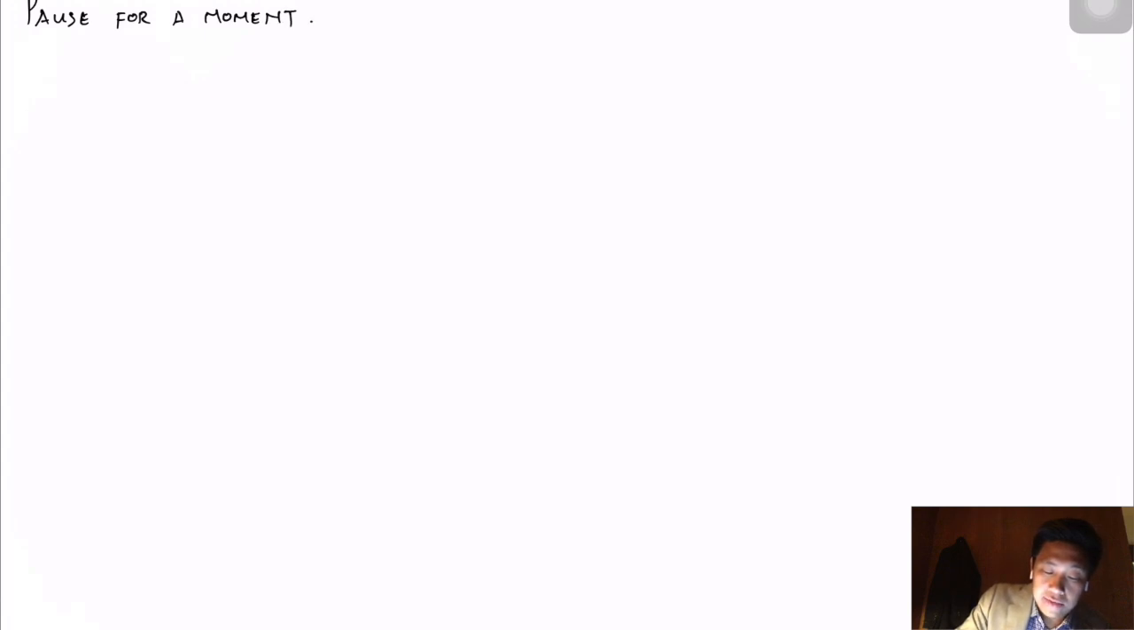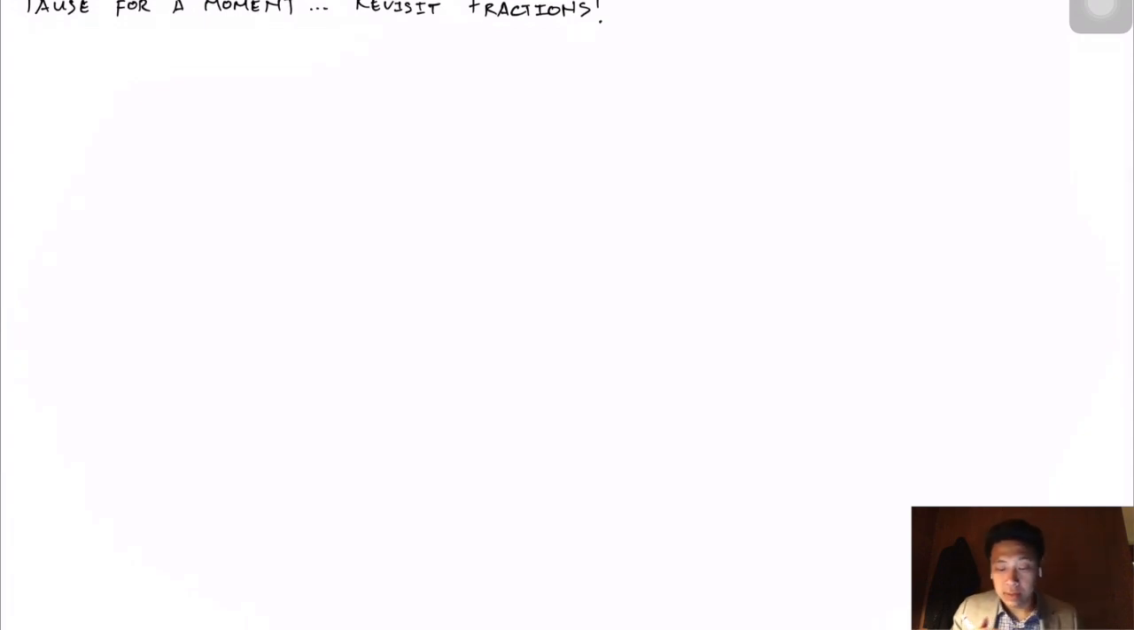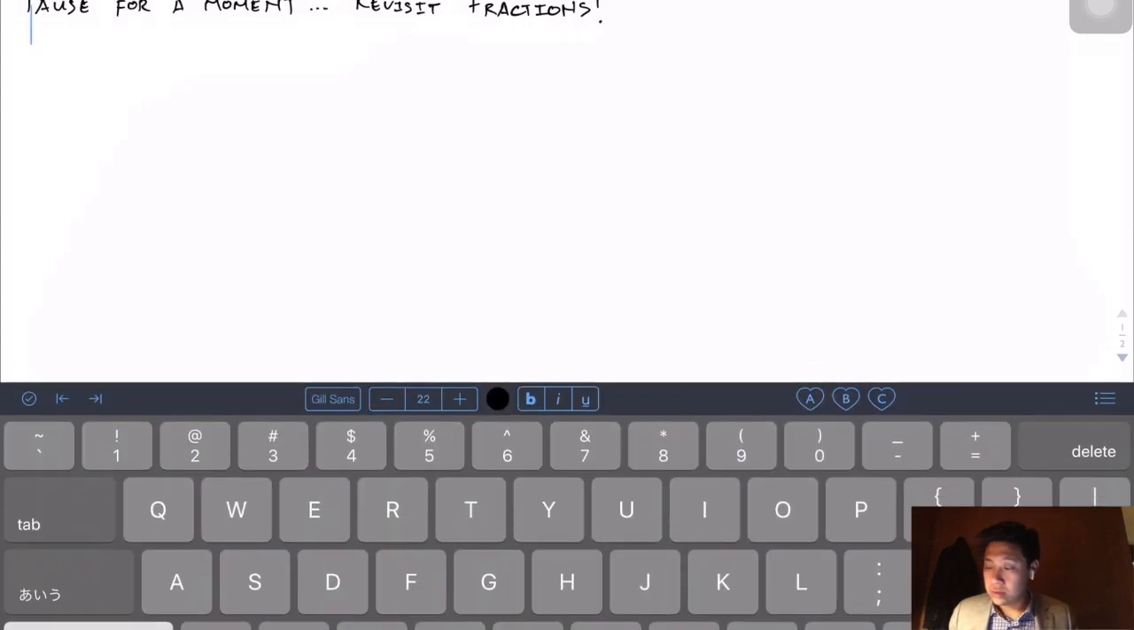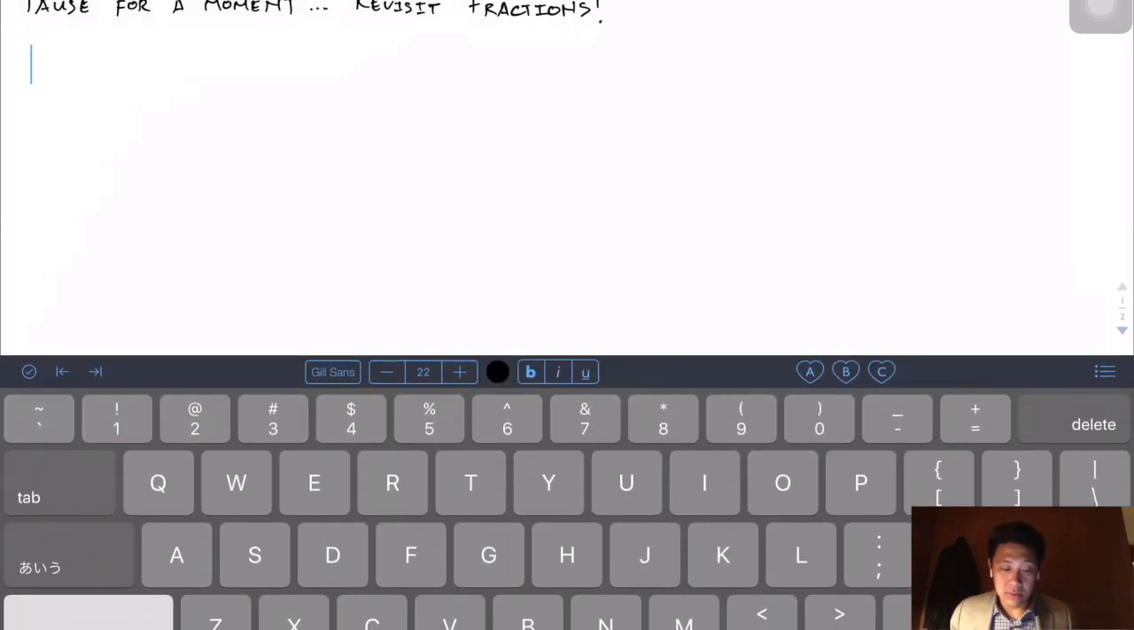So that we can revisit everyone's favorite, fractions. Okay. Now, a simple question. This one I'll type out. So how do we solve for x in the following equation?